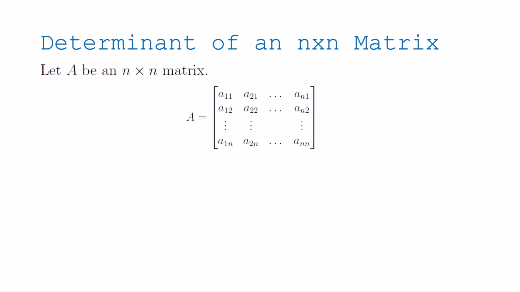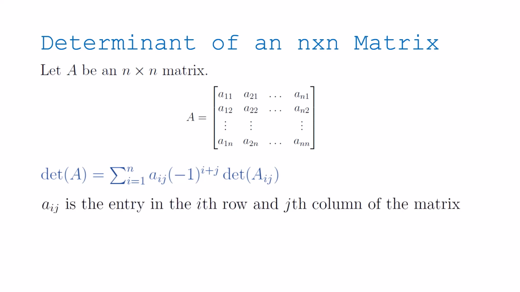Now let's go over how to compute the determinant of an n by n matrix. Let's suppose we have an n by n matrix A with entries Aij. The determinant of A will be given by this formula right here.